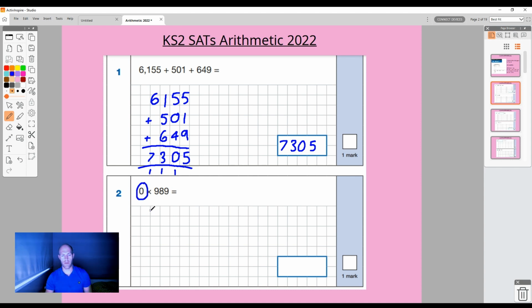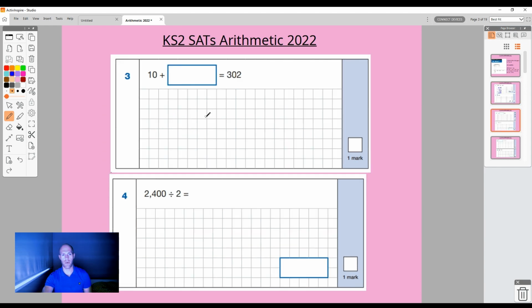Question 2. Anything times by 0 is 0. 989 lots of nothing is nothing. Doesn't matter what this other number is. Don't fall into that trap.